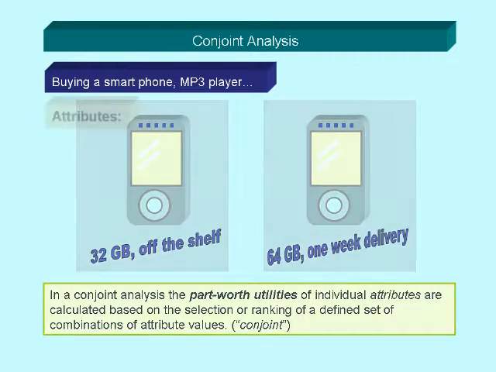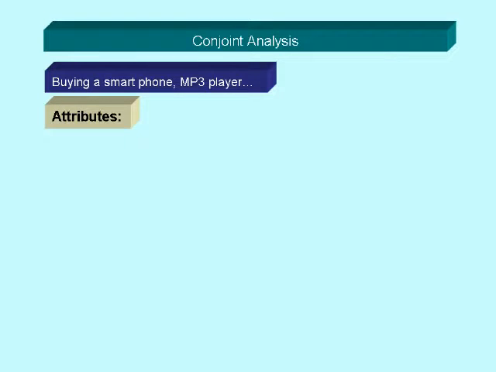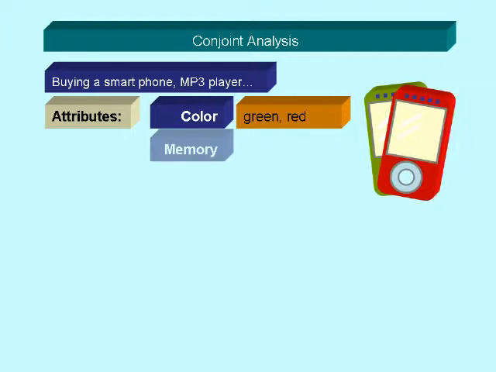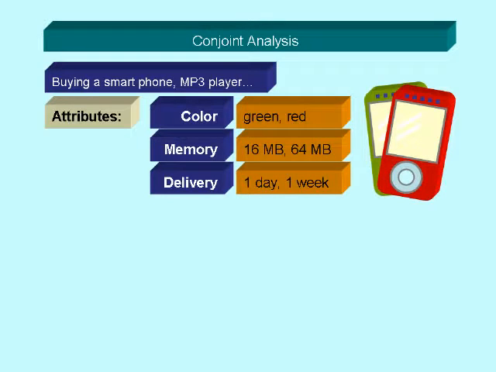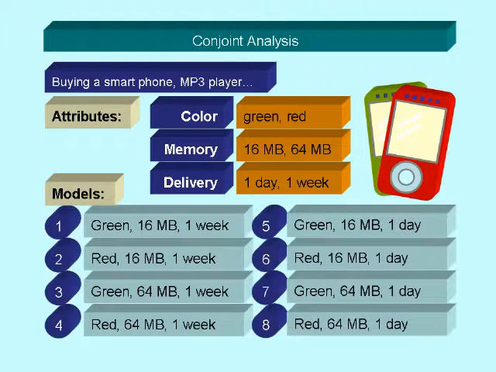Let's make our example a little more complex. We take into consideration 3 attributes. We look at color, green or red. We look at memory size, 16 or 64 megabyte. And we look at delivery time, 1 day or 1 week. Combining all attributes with their individual values will result in 8 different combinations.